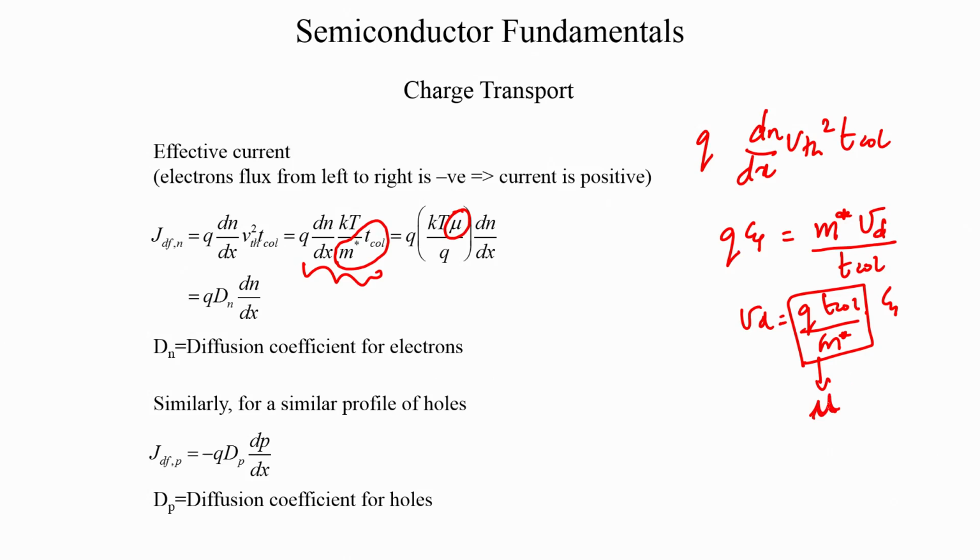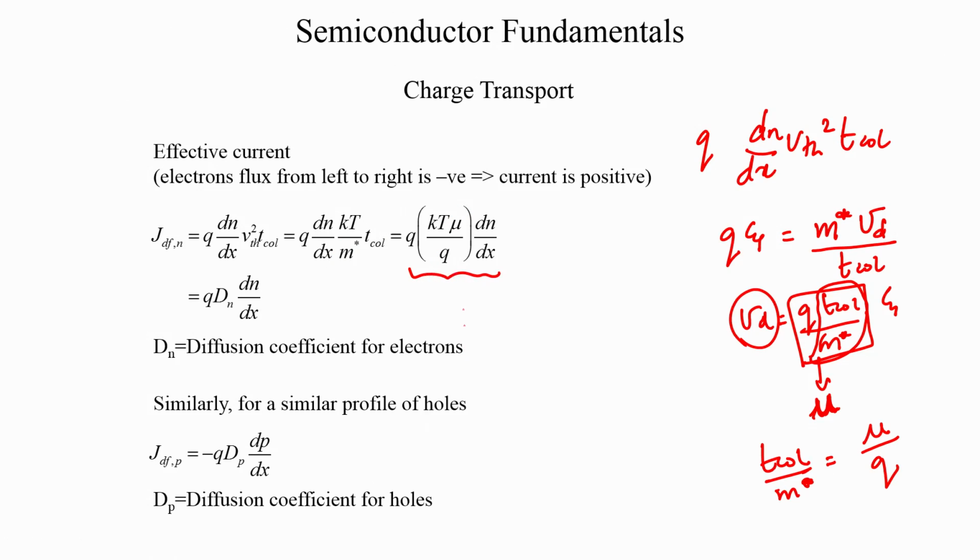If I were to apply a field to the semiconductor, the carriers would move with this drift velocity. Right now we are not applying a field, but nevertheless this relation still holds, in the sense that T collision by m star is nothing but mu divided by q. So we use that relation and replace this ratio of T collision by m star with mu by q.